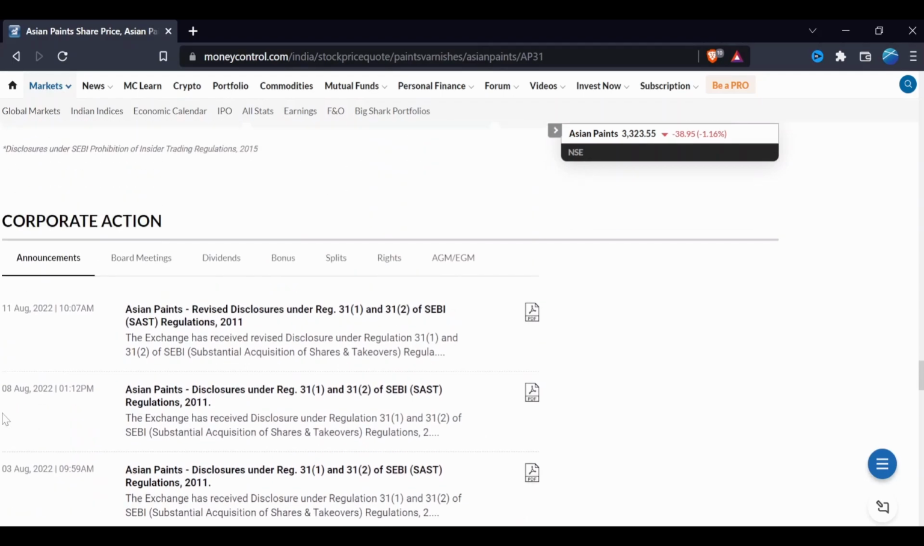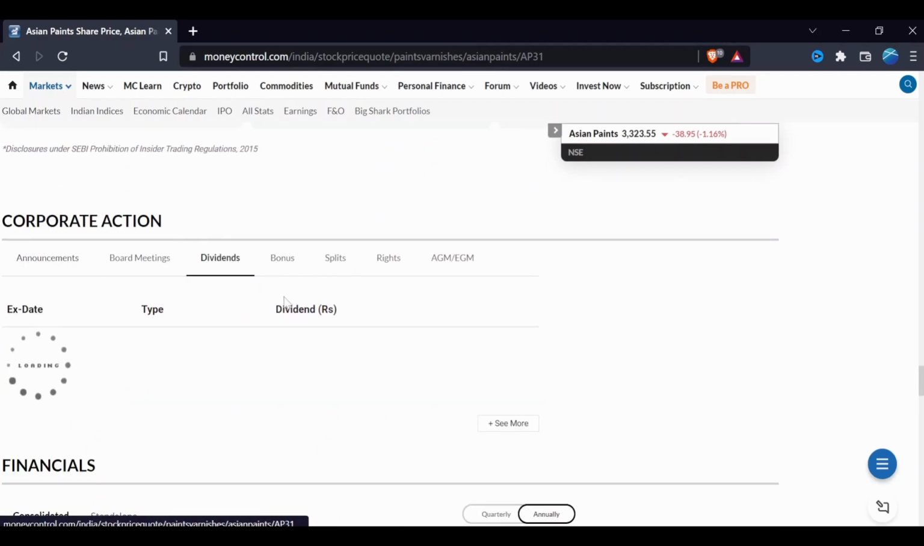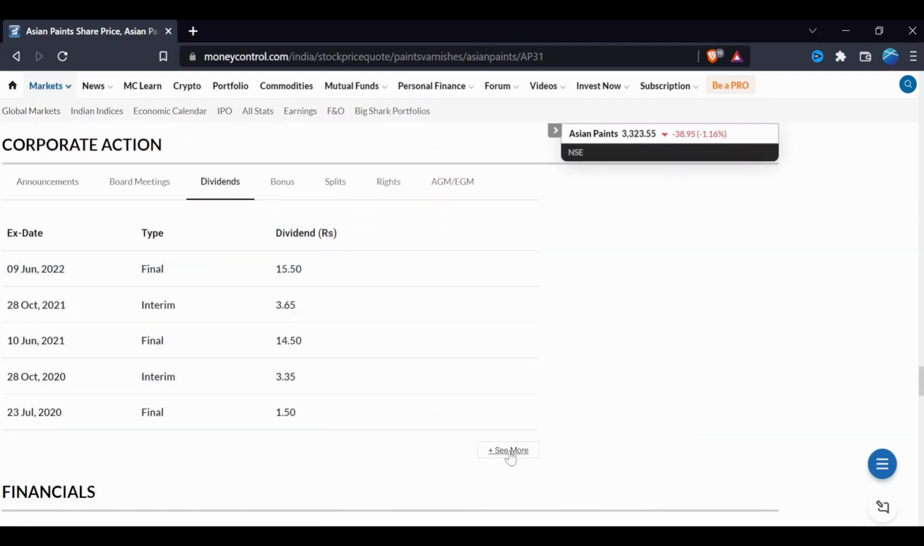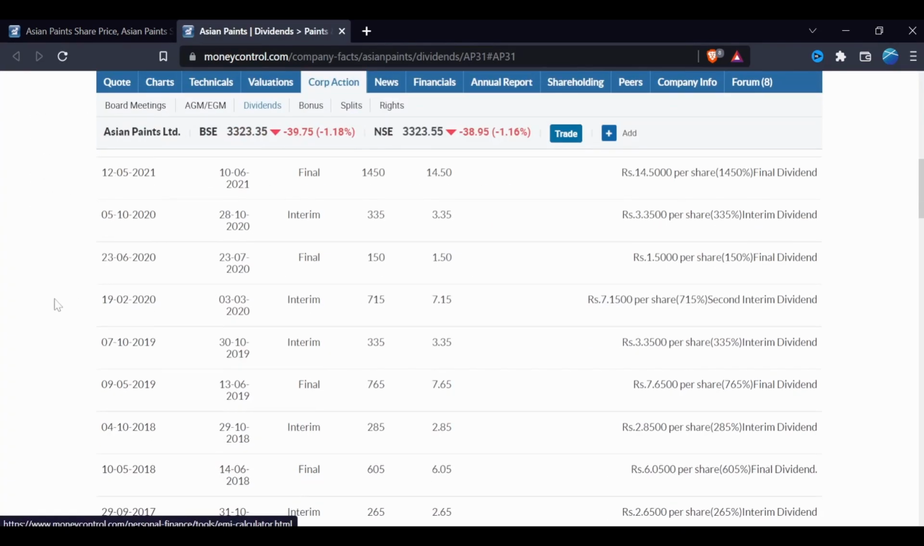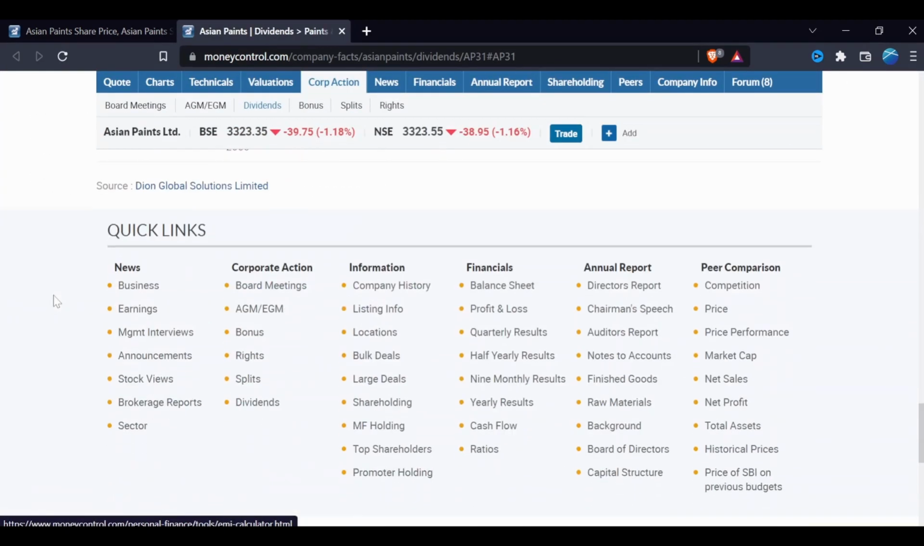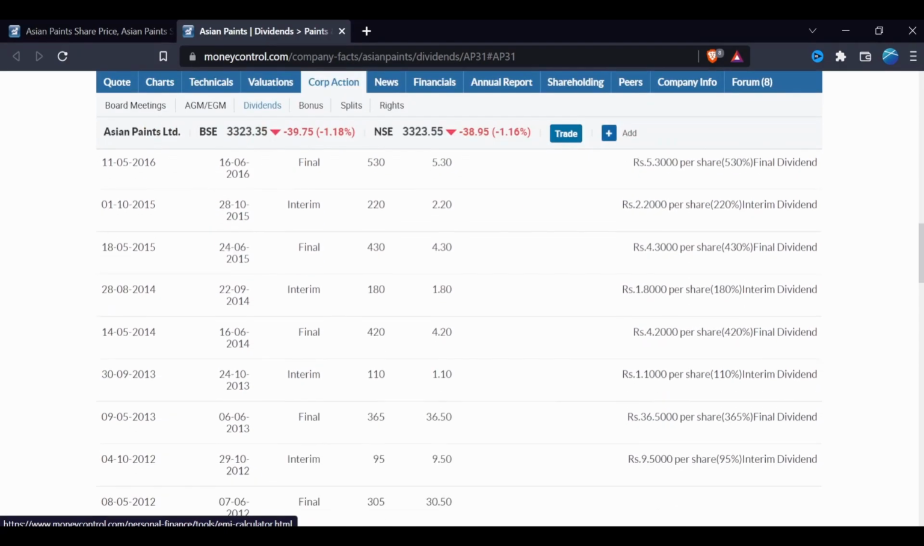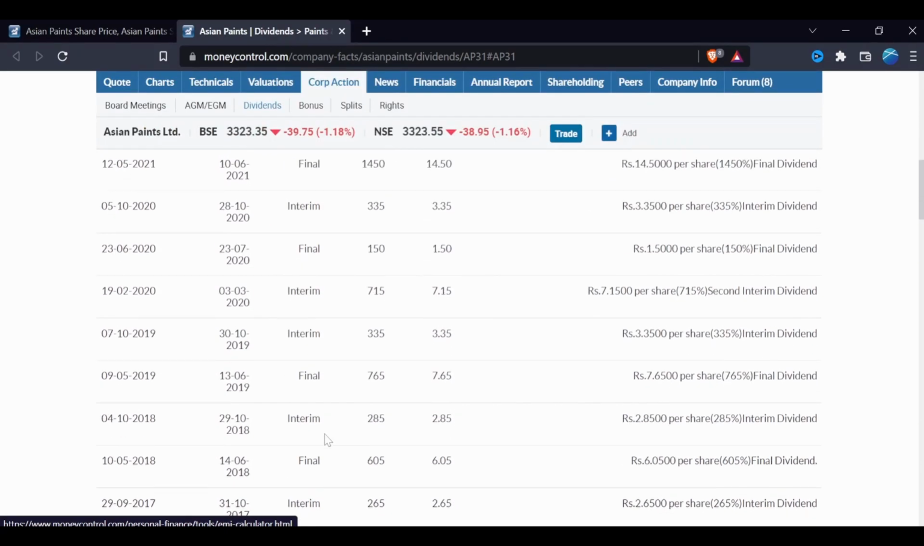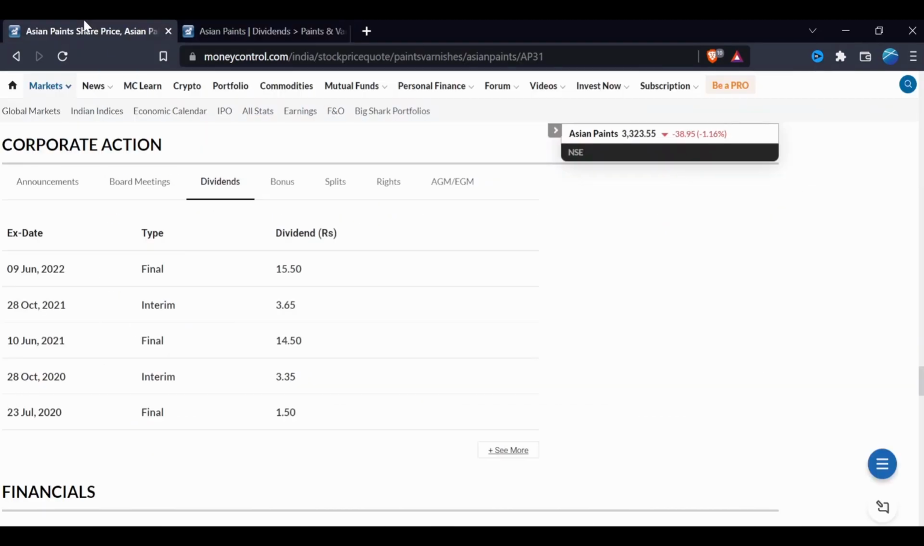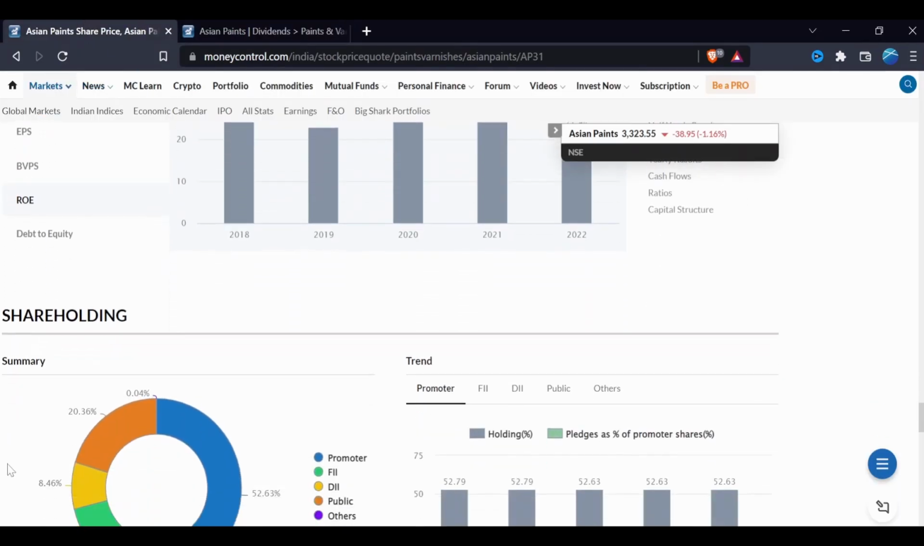Let's check the dividends. This company has also been giving dividends for the last 20 years, which is also a very good thing. And the dividend amount has been increasing also. That is also a very good thing. Now let's check the shareholding pattern.